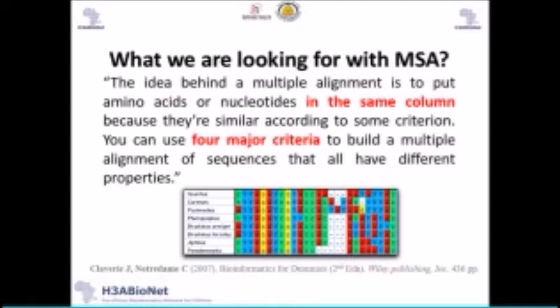What are we looking for in the multiple sequence alignment? There are four major criteria, and we will talk about them. Of course, these four major criteria differ depending on what you are looking for and the purpose of your study.